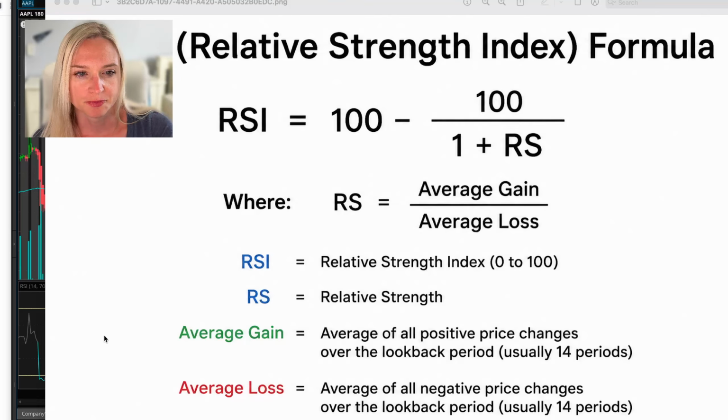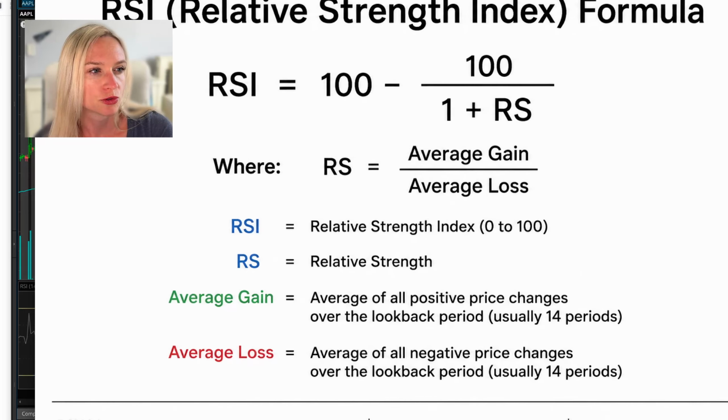What is RSI? RSI stands for Relative Strength Index. So the formula goes like that. RSI is relative strength, average gain divided by average loss, right? So from 0 to 100. I know it's math, it's boring, but it makes sense why people use the 70 and why people use the 30. People look for reversals, and they consider between the 30 and 70 as a neutral zone.